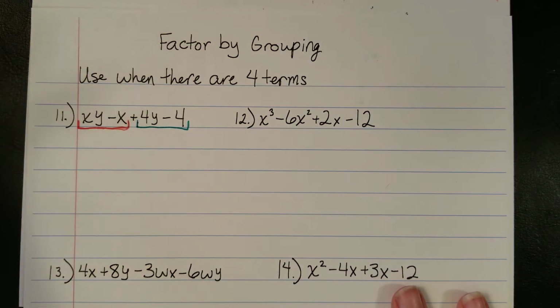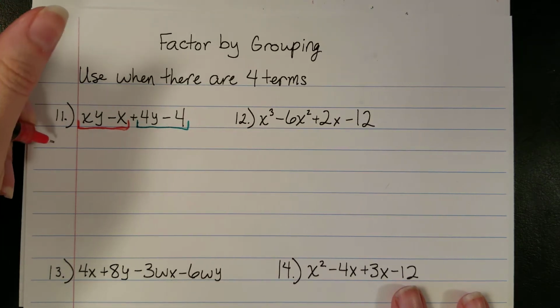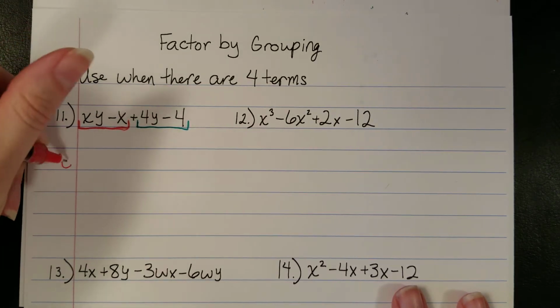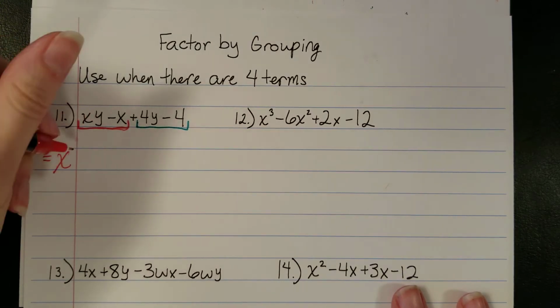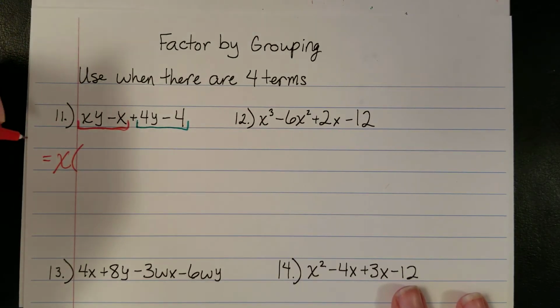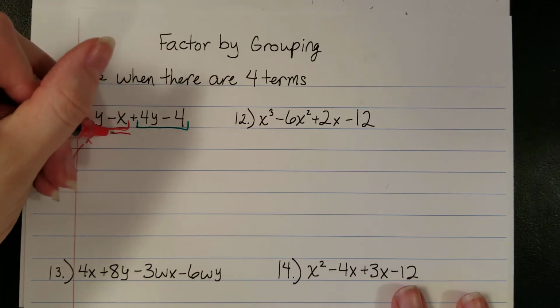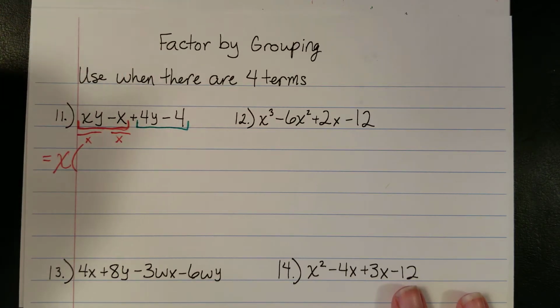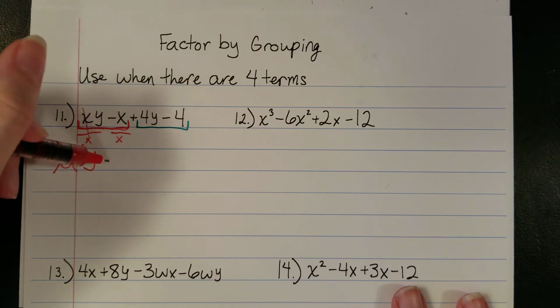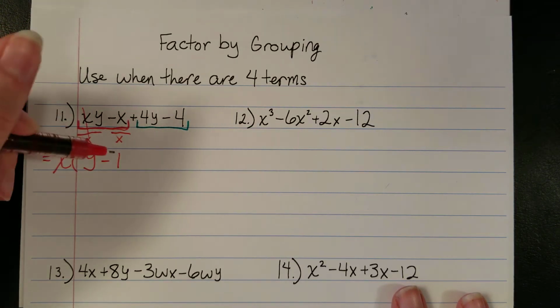So with the first group, my GCF would be x. So write it down, open parentheses. Okay, and then I'm going to divide that term by x. I'm going to divide that term by x, right? So xy divided by x, the x would cancel. Now just bring down the y. And then x divided by x is 1.